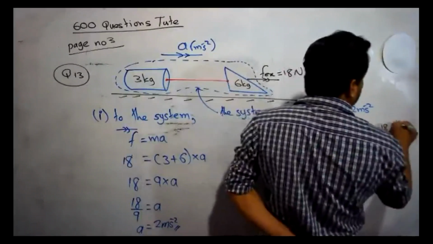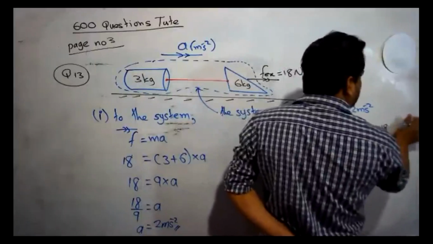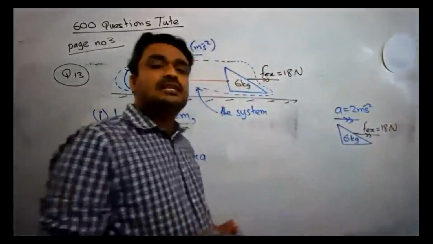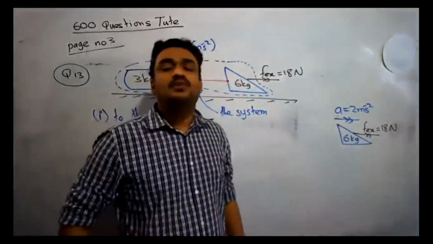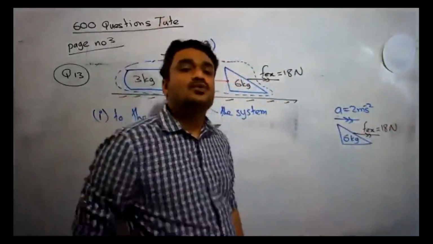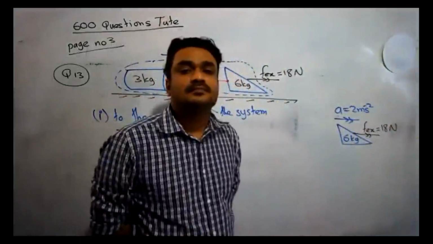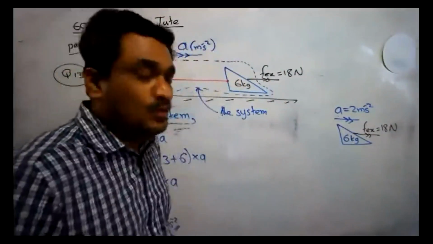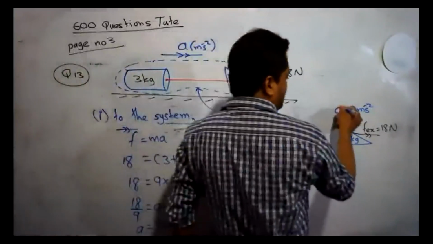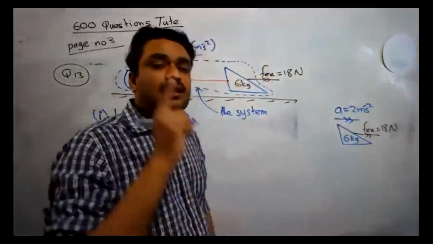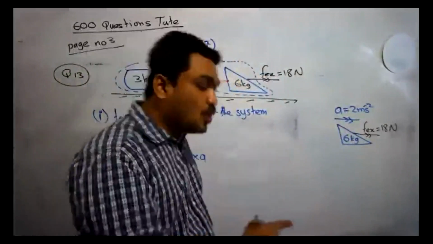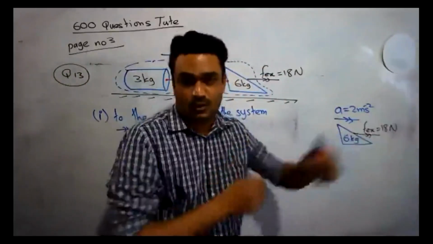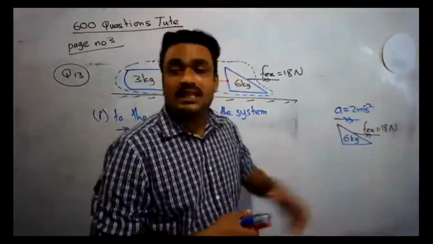Who has said that a force is needed for an object to be moved with an acceleration? Newton. Newton had said that an object needs a force to be moved with an acceleration by his first law and second law. Right? The second law says F equals ma.